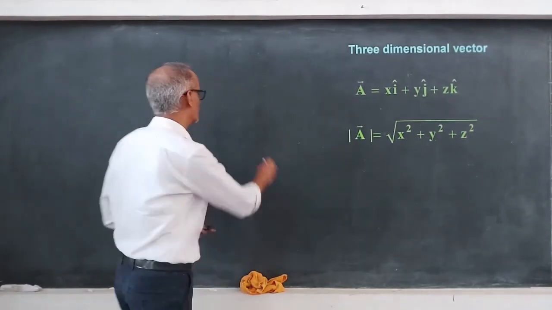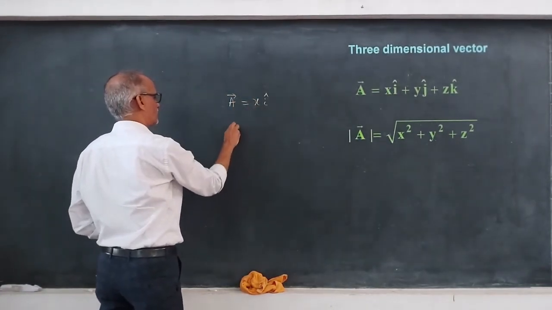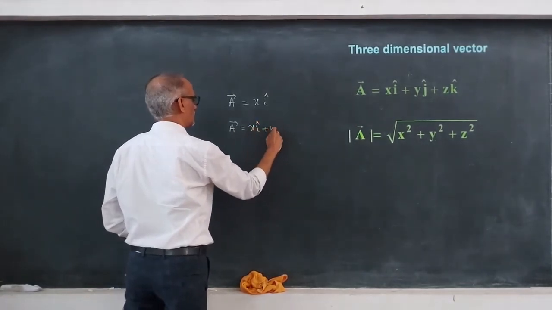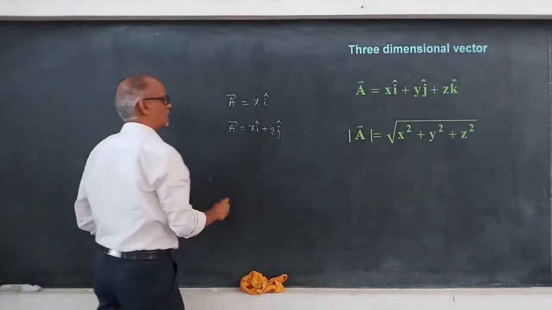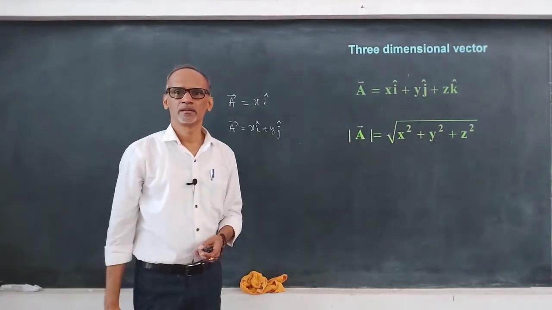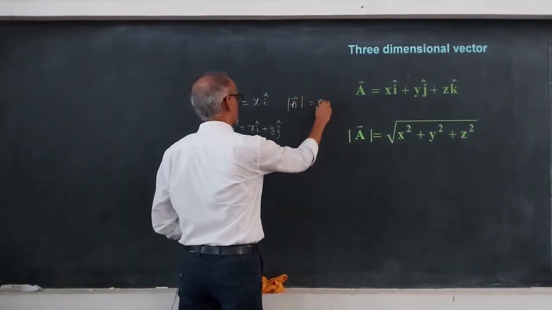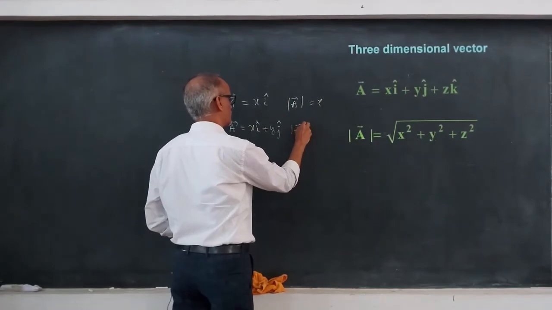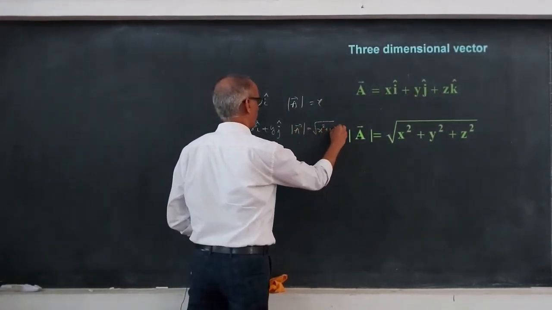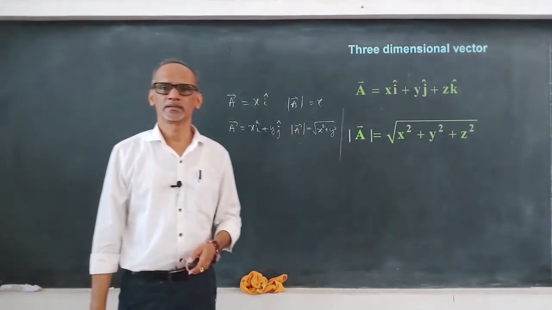So for a one-dimensional vector, we represent it like this. For a two-dimensional vector, we represent it like this along x and y. And for three-dimensional, we represent it as given on the board. Magnitude of A here is only x. The magnitude of A here is root of x square plus y square. And here the magnitude is given by the square root of x square plus y square plus z square.